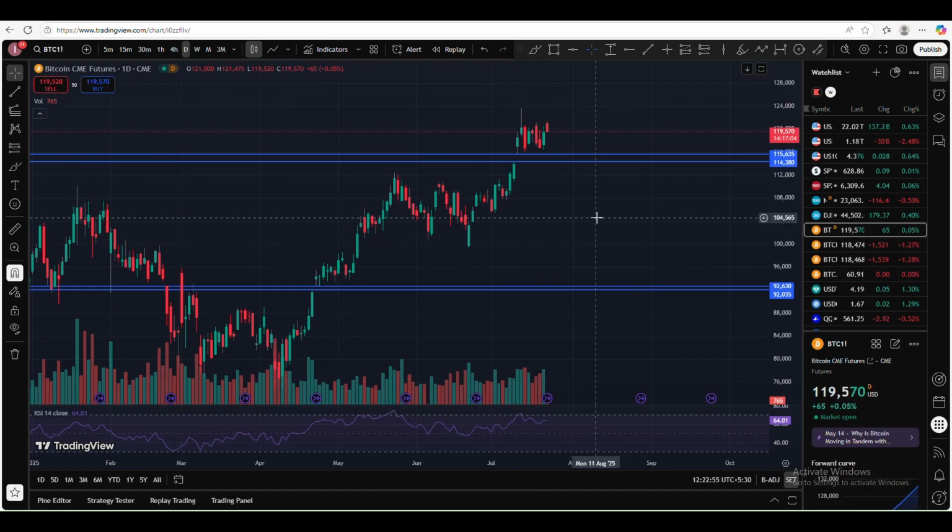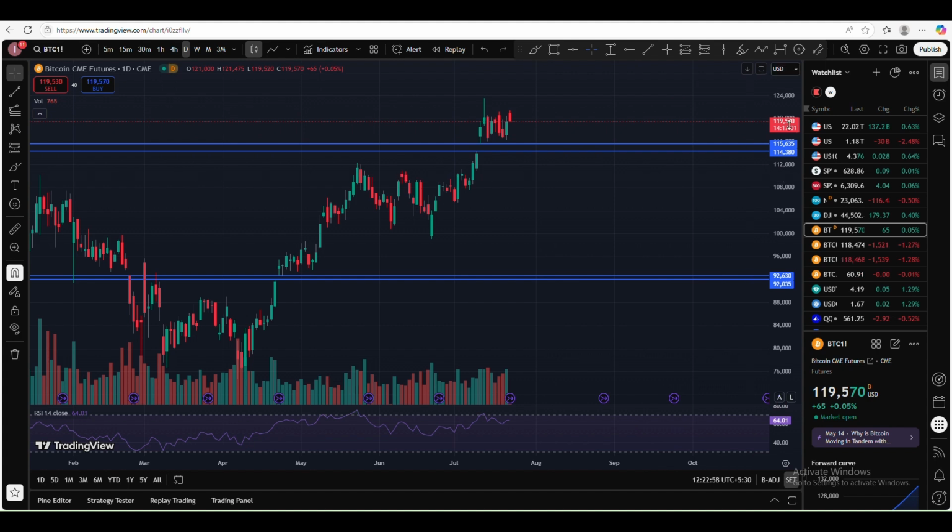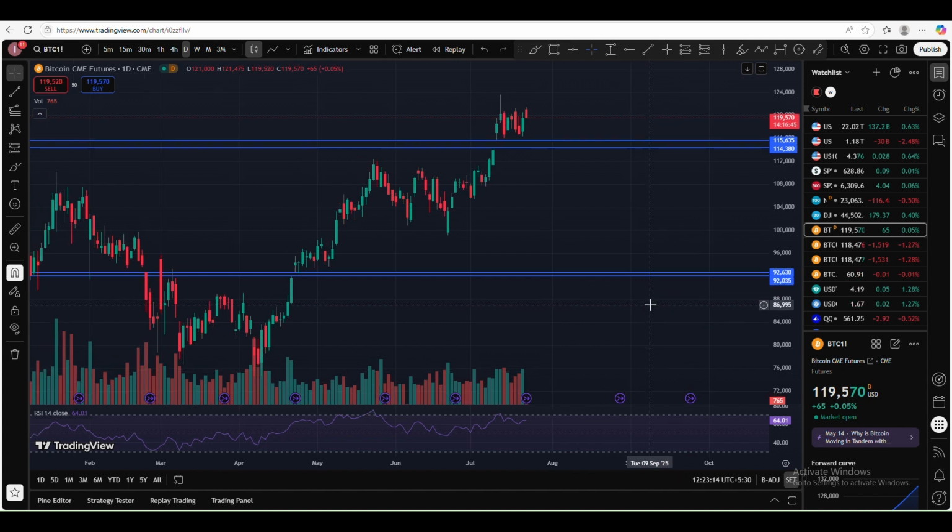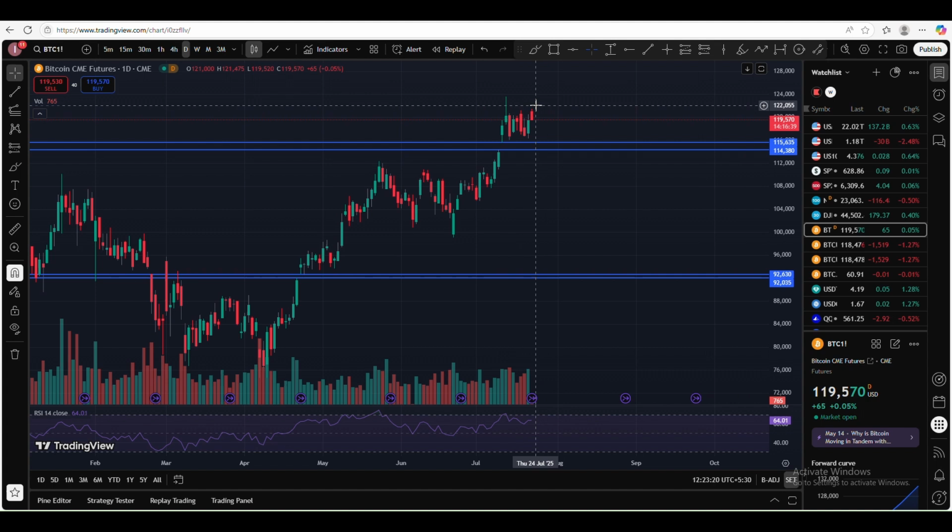Here we can see 115, 114. There is a CME gap at 90, 92,630 and 92,035. There are CME gaps, and the market can reach this level or this level. As I think, the market can obviously reach this level. And next, move to the BTC chart.